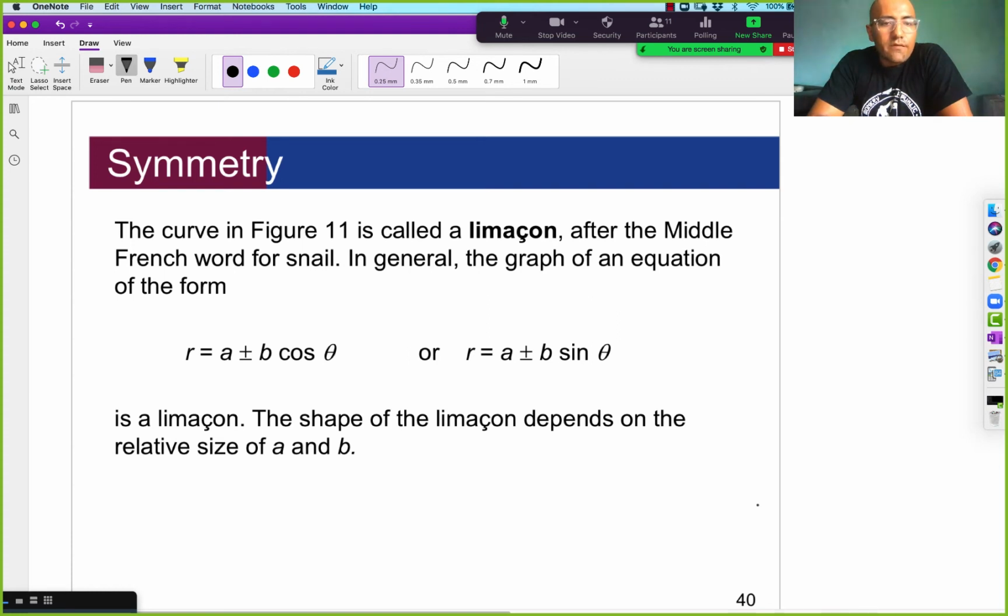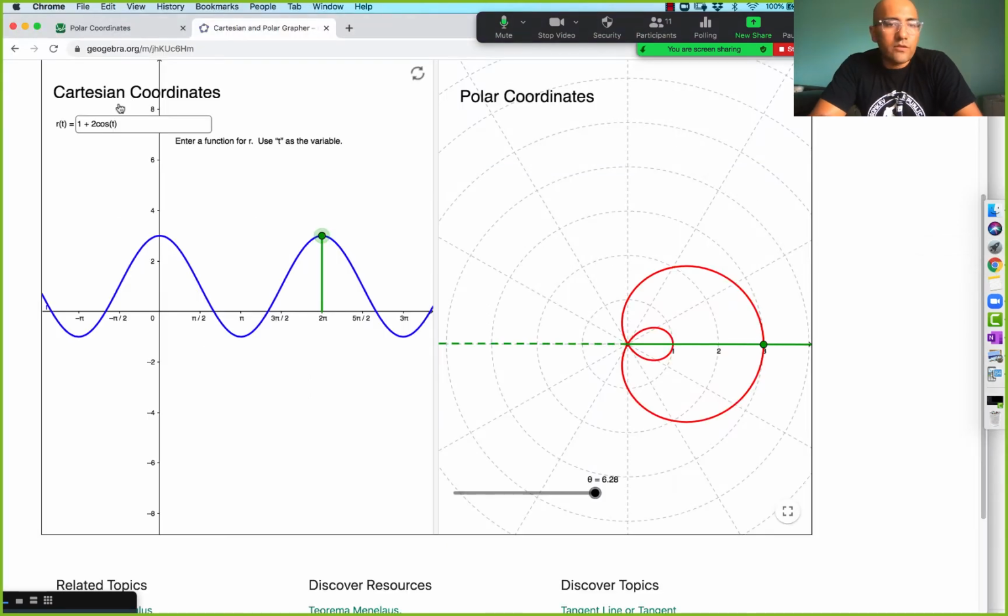So the curve in figure 11 is called a limaçon. I've never really learned how to pronounce that exactly. Limaçon, after the Middle French word for snail. So in general, the graph of an equation of this form, r equals a plus or minus b cosine theta, or a plus or minus b sine of theta, will have the shape of a limaçon. Okay, so some constant plus or minus b cosine of theta will give you the same shapes, just moved around a little bit. So let's play around with those a little bit.